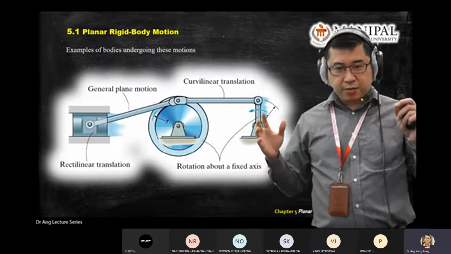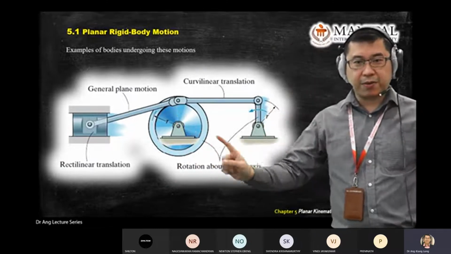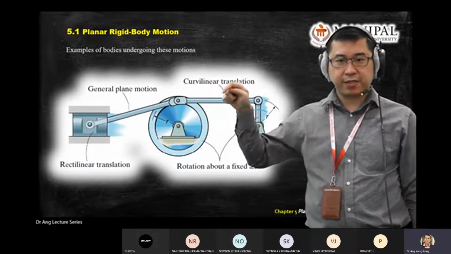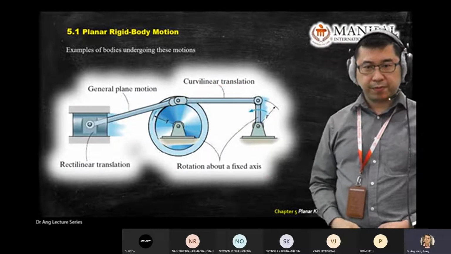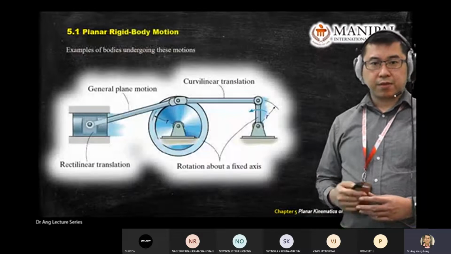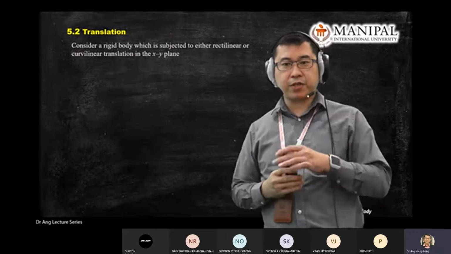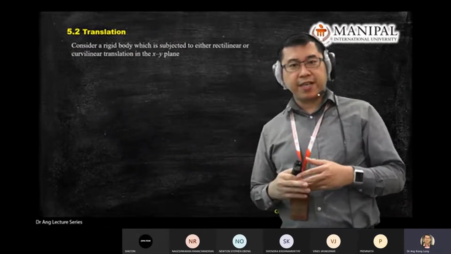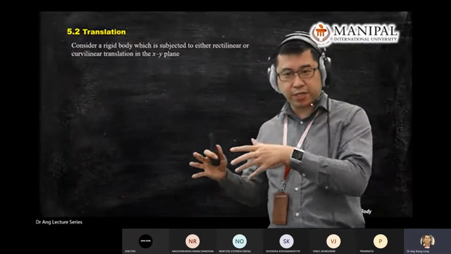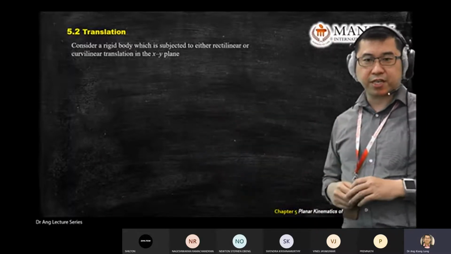So bear in mind, in chapter 5, you are not calculating these simple things anymore. You are looking at this linkage. So we look at translation. We start developing the equation for translation. Then we look at rotation. After that, we combine the translation and rotation equations. We get the general plane equation. We start with the translation explanation first.